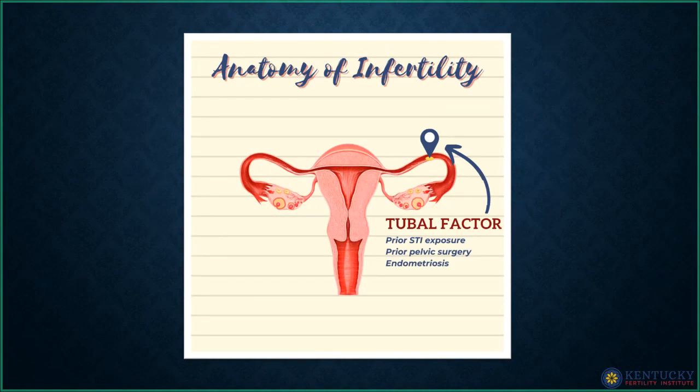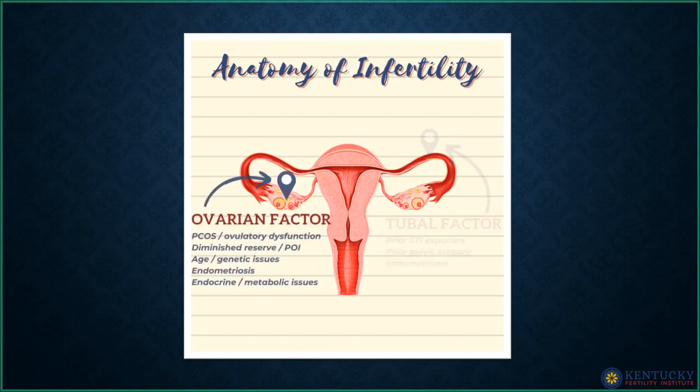Prior pelvic surgeries, things like a ruptured appendix, complications after C-sections, a lot of things contribute to tubal issues, as well as endometriosis, which may cause adhesions and scarring in the pelvis, interfering with adnexal anatomy. And of course, there'll be a lot of factors relating to the ovary itself.